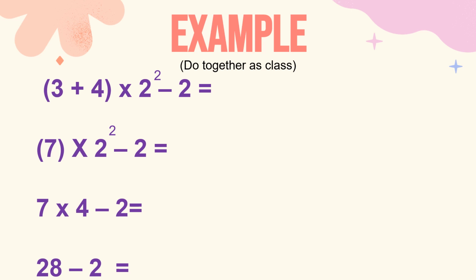And then finally, all we have left is subtraction. 28 minus 2 is 26. So our answer for this problem is 26. You can see we followed PEMDAS. We did parentheses, exponents, multiplication and division, then finally addition and subtraction.